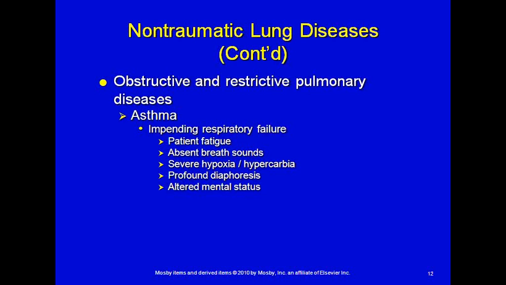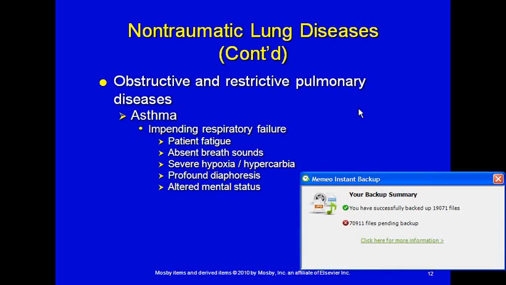Some signs of impending respiratory failure in an asthma patient include fatigue. Remember that work of breathing is an active process that requires energy. And the longer and harder that work of breathing continues, the more likely the chance is that they will become fatigued.